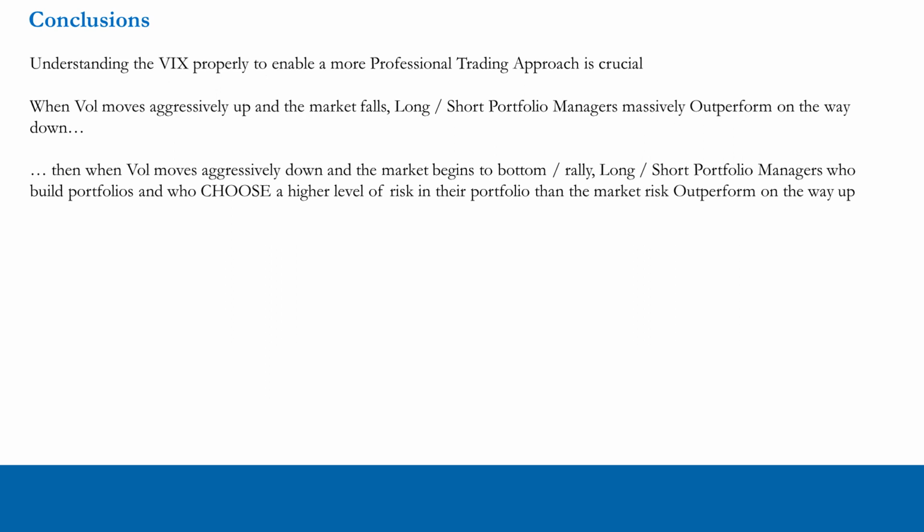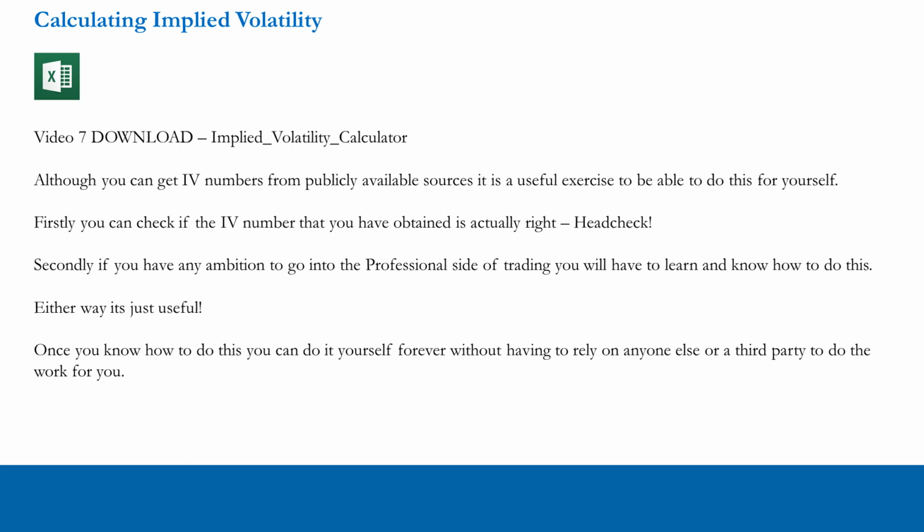That's also our aim. Now, with the method itself, calculating implied volatility, we did that in video number 7, utilizing the implied volatility calculator. Obviously, that's a download that you can get under video 7. Now, why is it useful? Well, of course, you can go online and there's a lot of sources out there where you can get implied volatility numbers from those publicly available sources. However, it's a useful exercise because you can check if the implied volatility numbers are actually correct. So it acts as a sanity check mechanism.